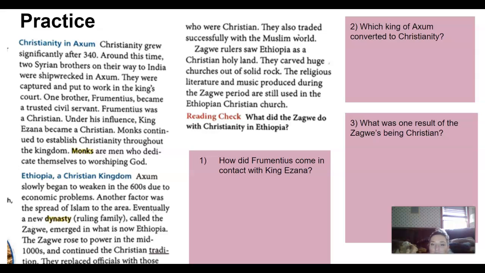And number one, how did Frumentius come in contact with King Izana? One thing I always like to do is look for names or words in the question that are very specific, and then I go into the text and scan for those words. So I'm going to look for Frumentius first. I see Frumentius here, became a trusted civil servant, doesn't really talk about anything with King Izana yet. Frumentius was a Christian. But we do want to know how he became a civil servant.